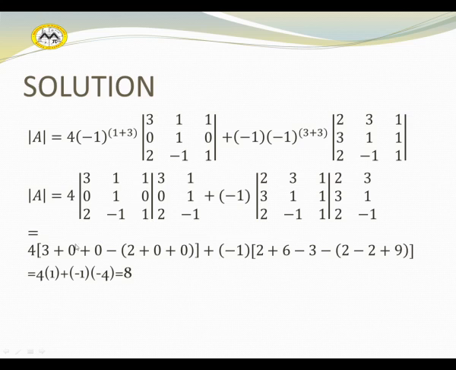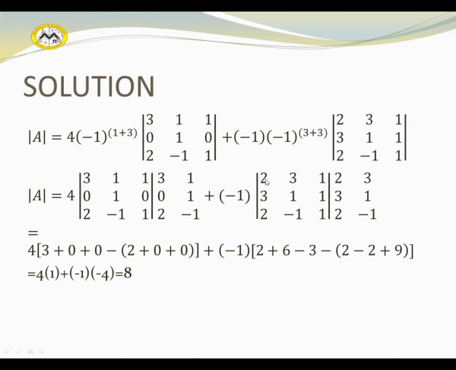3 times 1 times 1, that will be 3. 1 times 0 times 2, that will be 0. 1 times 0 times negative 1, that will be 0. Minus the principal diagonals upward. So we have 2 times 1 times 1, that will be 2. Negative 1 times 0 times 3, that will be 0. 1 times 0 times 1 is 0. And then to be multiplied by the element, which is 4. And then plus, we have it here as negative 1 because negative 1 raised to the 6 is positive, to be multiplied by negative 1 here. So this is still negative 1.